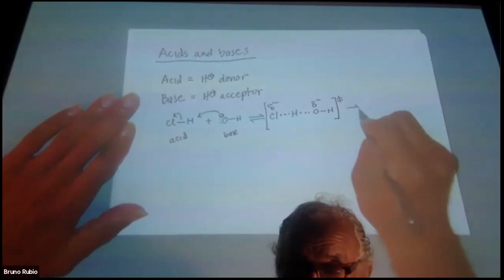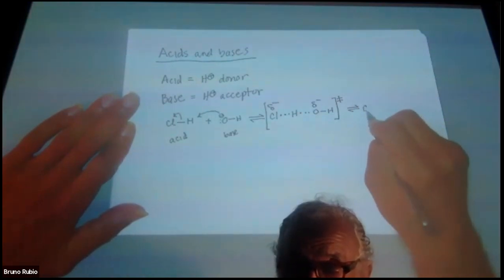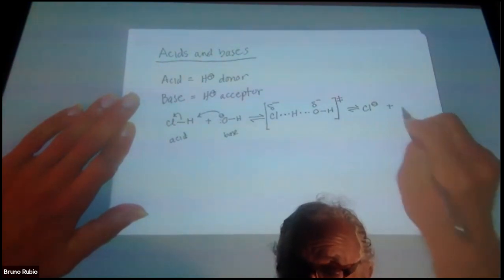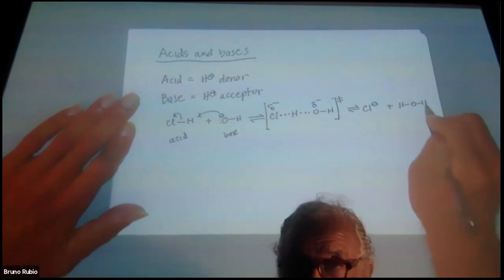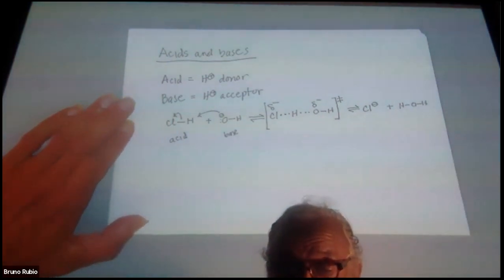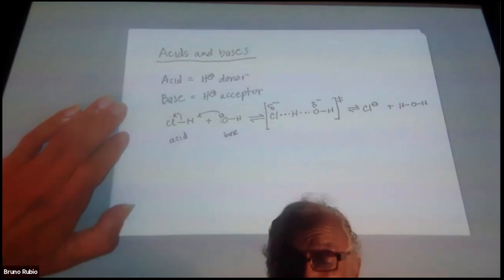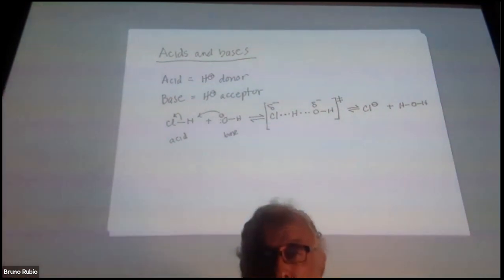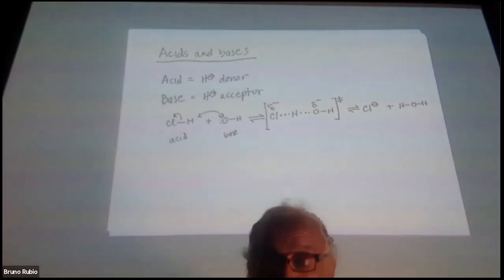And then at the end of the acid-base reaction, the Cl minus has formed as a result of the donation of the proton to hydroxide, which has formed water. So that's an acid-base reaction, and how it happens mechanistically is simply the trading off of the proton from the acid to the base.